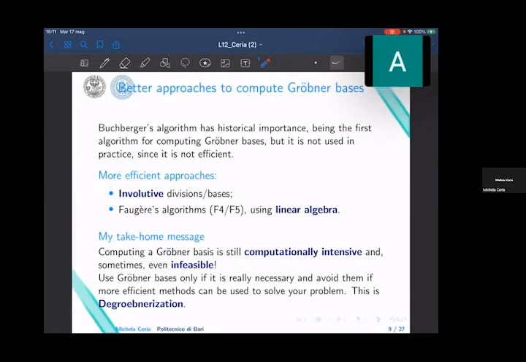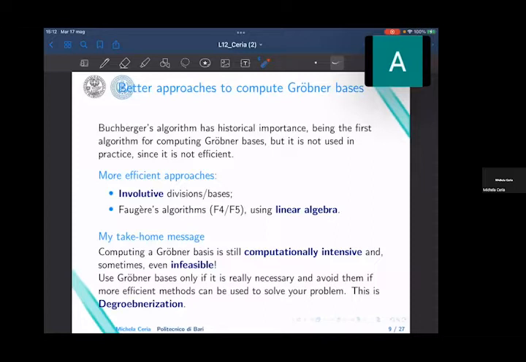This algorithm has historical and pedagogical importance, but it's actually not used in practice because it's not efficient, reduction has a cost. So, for example, you want to reduce only when it's really useful. There are criteria in order to establish whether an S polynomial is useful or not: criteria by Buchberger himself, criteria by Gebauer and Möller. So you have criteria to understand whether an S polynomial is really useful or you can drop it. But there are also more efficient approaches.